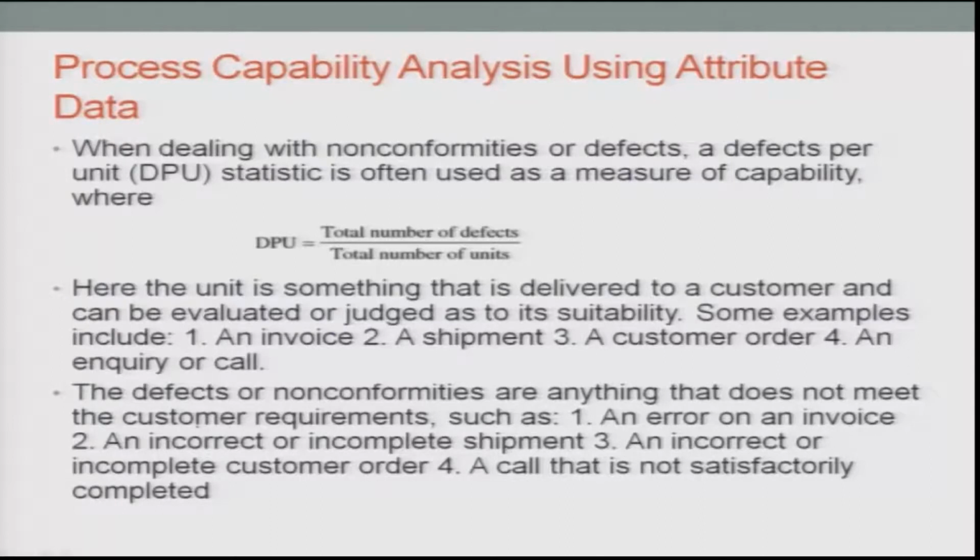Some examples include the preparation of an invoice, a shipment, a customer order, and so on. The defects or non-conformities are anything that does not meet the customer requirements as given. They can be an error in an invoice, an incorrect or incomplete shipment, an incorrect or incomplete customer order that has been processed, or, for the inquiry of a call, which is the fourth example, a call that is not satisfactorily completed and not solved according to the customer's feedback.